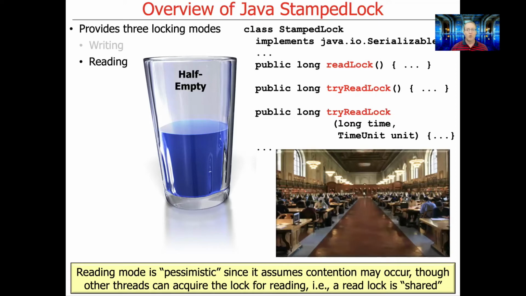There's also reading mode with readLock, tryReadLock, and tryReadLock with timeouts. Reading lock is also pessimistic. It again assumes contention can occur, although if everybody else only holds a read lock, then everything can proceed in parallel because a read lock is shared.